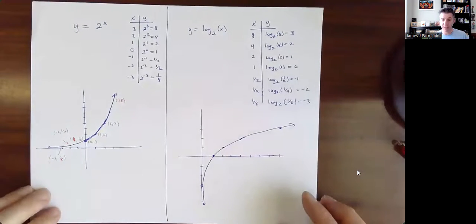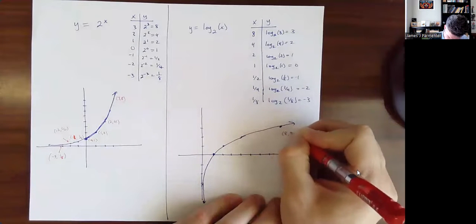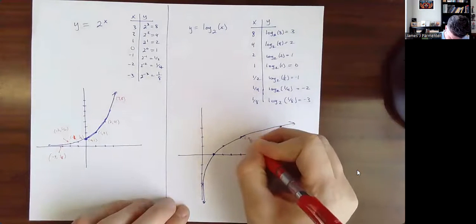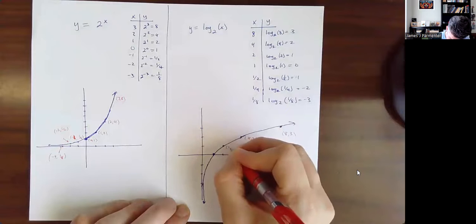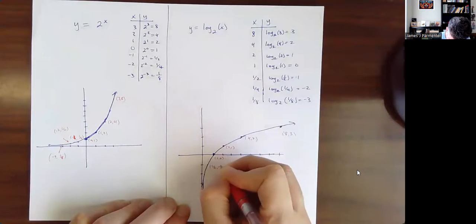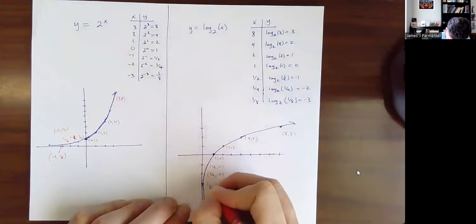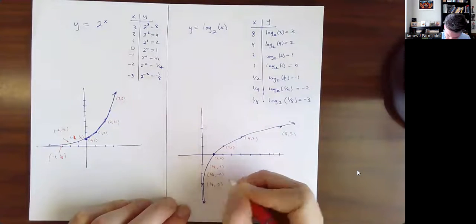Okay, so a couple things to see. First of all, let's label these points just so we can really see them. This is the point (8, 3). This is the point (4, 2), (2, 1), (1, 0), (1/2, -1), (1/4, -2), and (1/8, -3).